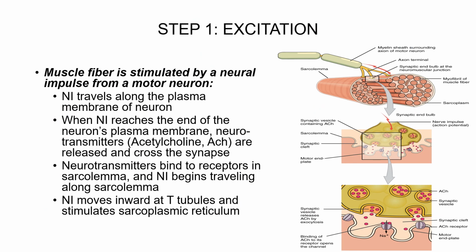All right, so reviewing what we just talked about, step 1 in this whole process with the neuromuscular junction, eventually leading to the cross bridge where myosin and actin get together, is excitation. We have to excite the muscle fiber. And you can see in that first bullet point in bold, muscle fiber is stimulated by a neural impulse from a motor neuron. And yes, while that's true, we know that it's not actually 100% solidified truth, right?